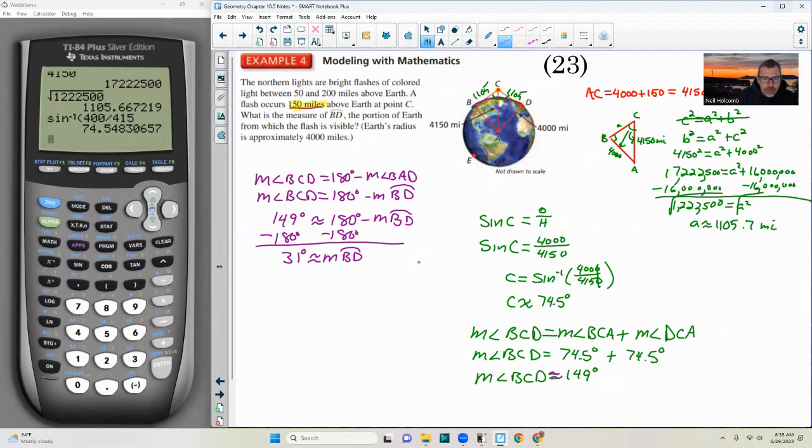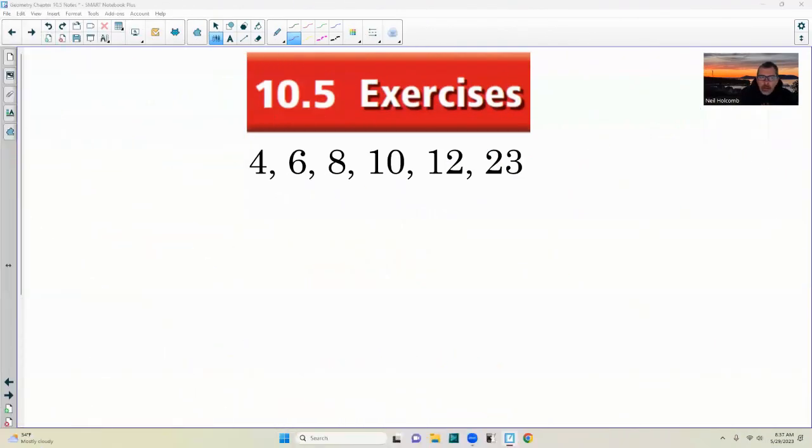Okay, that was a little tricky, but hopefully this was enough information to get you to understand enough to do exercise 23. Okay, that brings us to the end of chapter 10.5. These are the exercises, just a small amount.